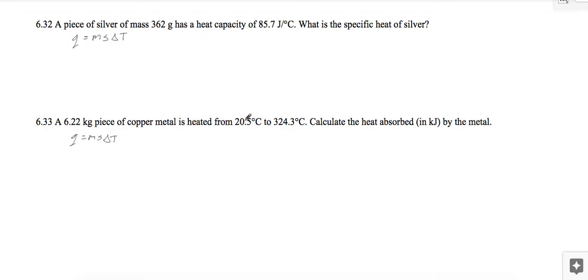So we have that in this problem. What is the specific heat of silver if the heat capacity is 85.7 joules per degree Celsius? Now the difference between heat capacity and specific heat is that heat capacity is for a specific mass, in this case 362.6 grams, where specific heat is per gram. So in order to do this problem, all we have to say is 85.7 joules per degree Celsius divided by 362 grams, and that will get us 0.237 joules per gram degree Celsius.